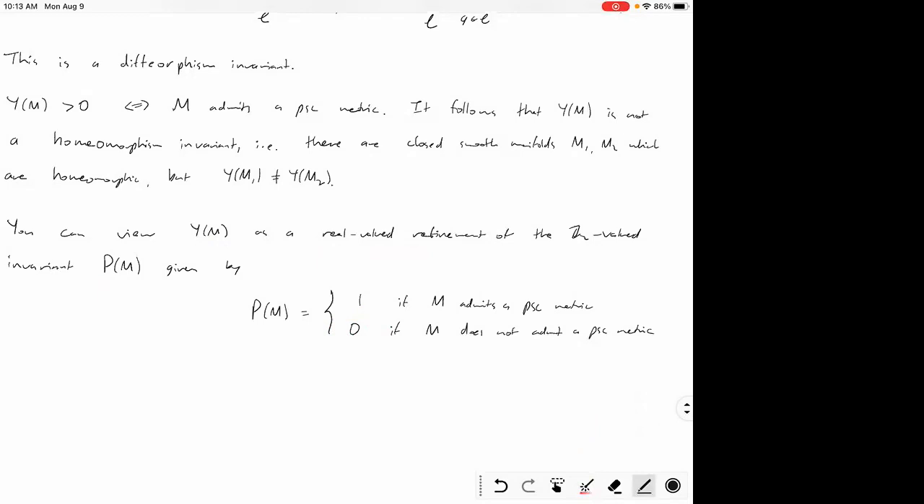So I mean that if P of M1 is not equal to P of M2, that is, if P can be used to distinguish these two manifolds, then the Yamabe invariant is also different. So if two manifolds can be distinguished using P, they can also be distinguished using the Yamabe invariant. However, the Yamabe invariant is better in the sense that there are manifolds which P cannot distinguish that the Yamabe invariant can.